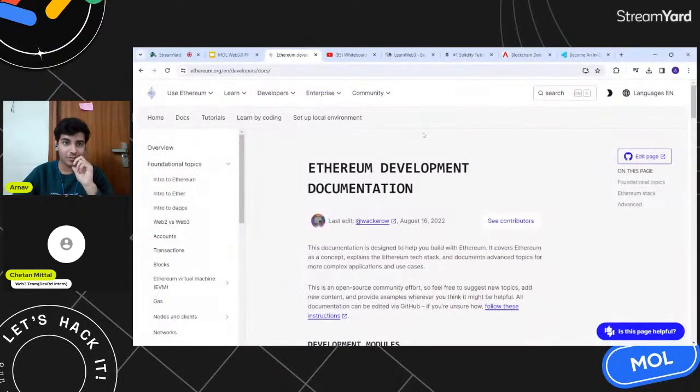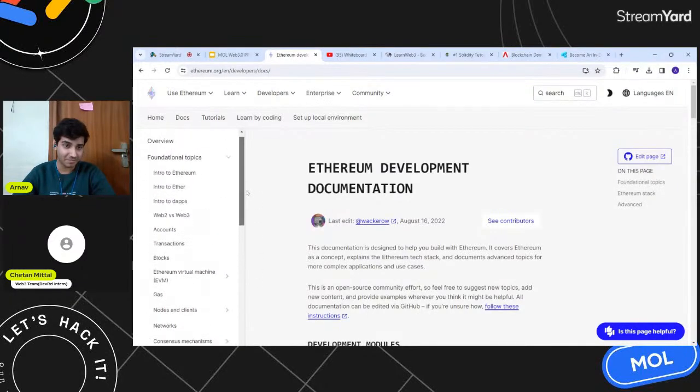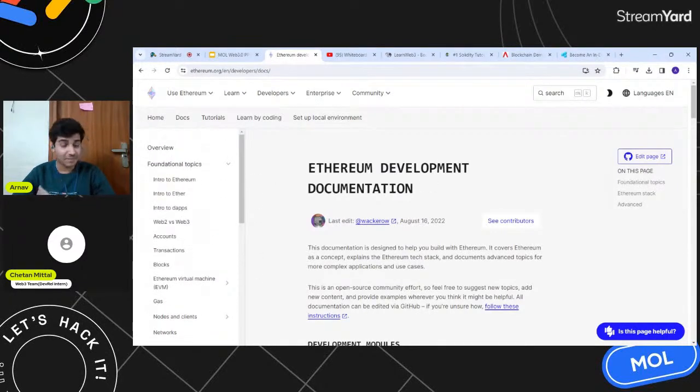So the first of all is the holy grail of everything, right? The documentation. This is the Ethereum development documentation. And if you have any doubt ever in your development, this is the final resource. Okay? There's nothing that would not be covered in this. Okay? And the forums that are provided here. So this is the most comprehensive thing you can ever find on the internet. Okay? And it covers basically everything, and it's pretty good as well.